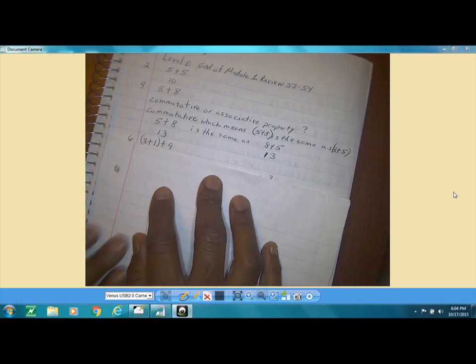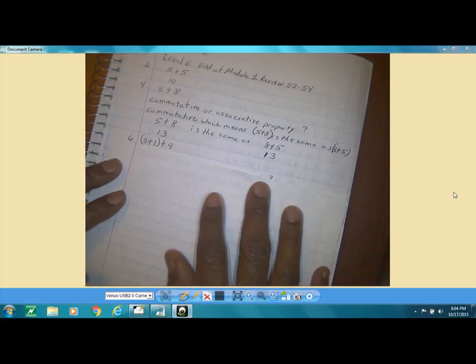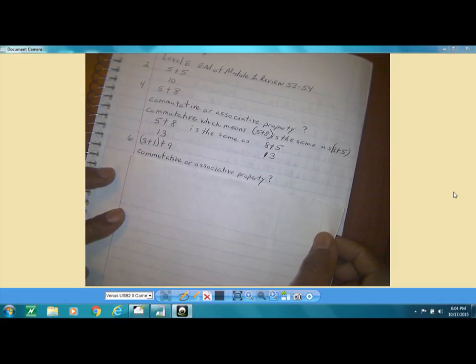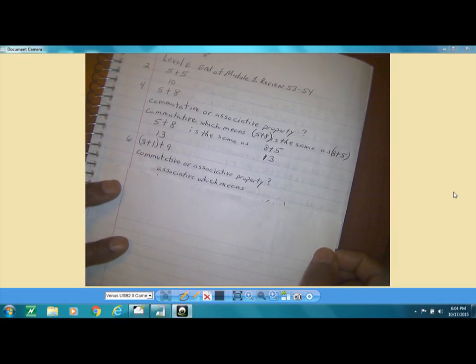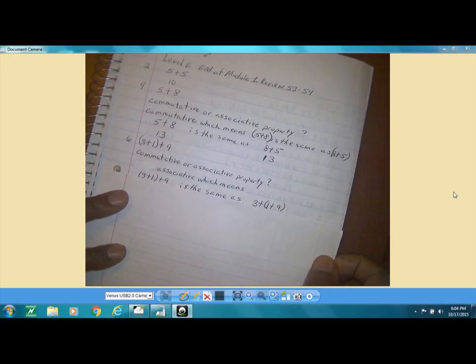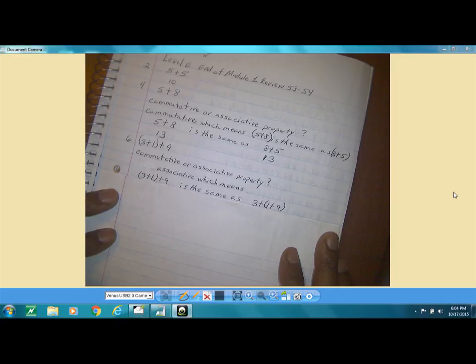Number 6 asks us to decide whether we're going to use the associative property or the commutative property. We have 3 plus 1 plus 9. Are we going to use the commutative property or the associative property? We're going to use the associative, which means that 3 plus 1 in parentheses plus 9 is the same as 3 plus 1 plus 9, which is in parentheses. It just says that if you're doing addition, the order that you add the numbers doesn't matter.